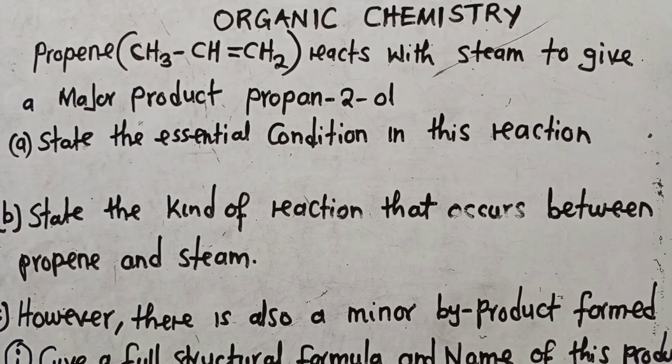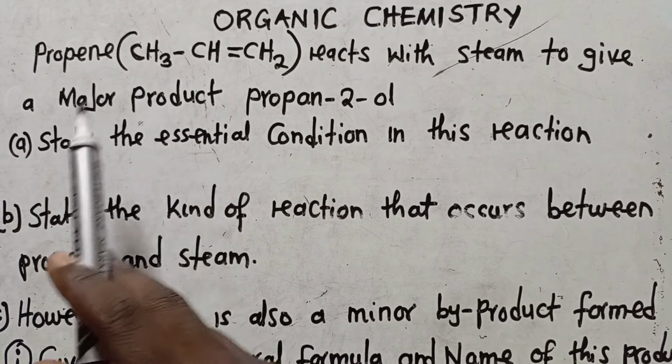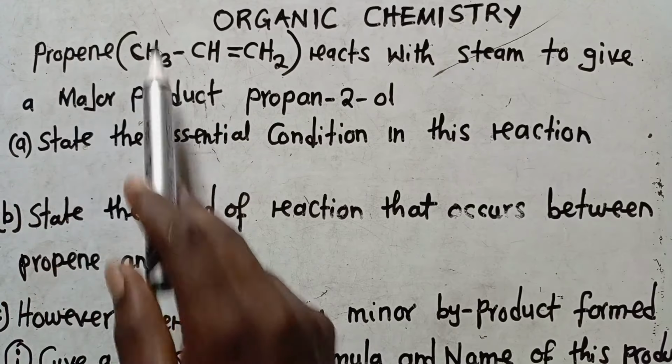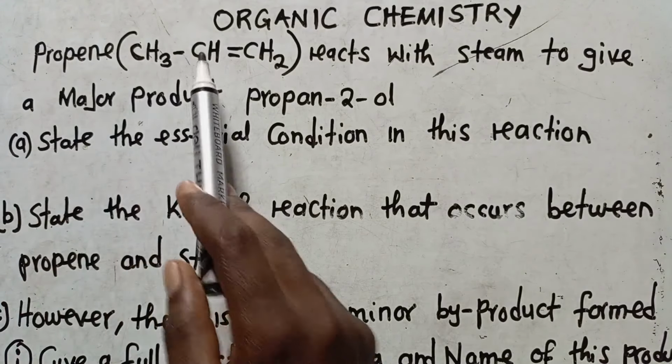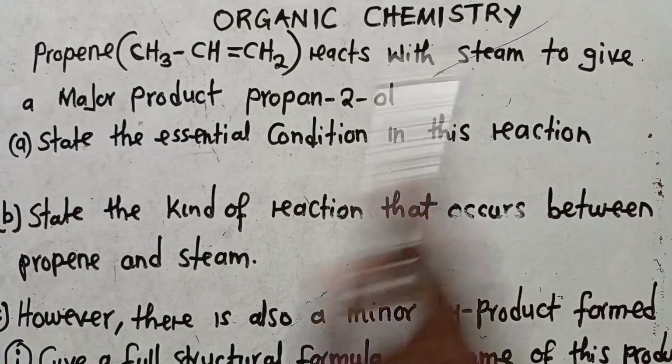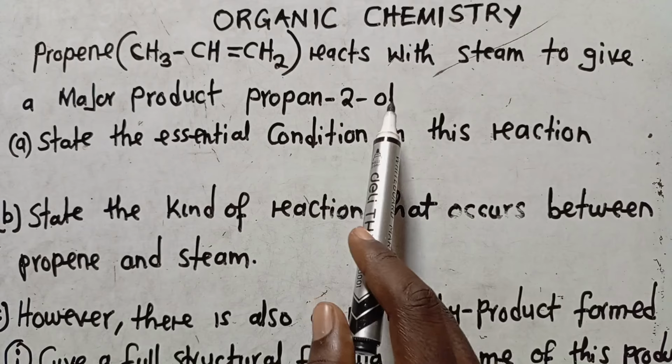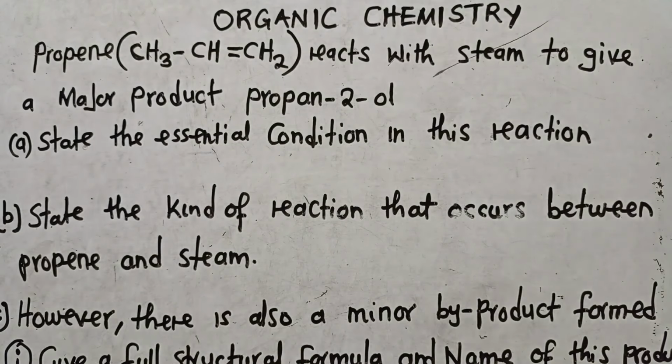In this particular lesson, we've got a question that falls under organic chemistry. I want to teach you how to answer questions that come in an exam under this part. The first question we are given is propene, this is the formula there, which reacts with steam to give a major product, propan-2-ol. So this is what you are given.